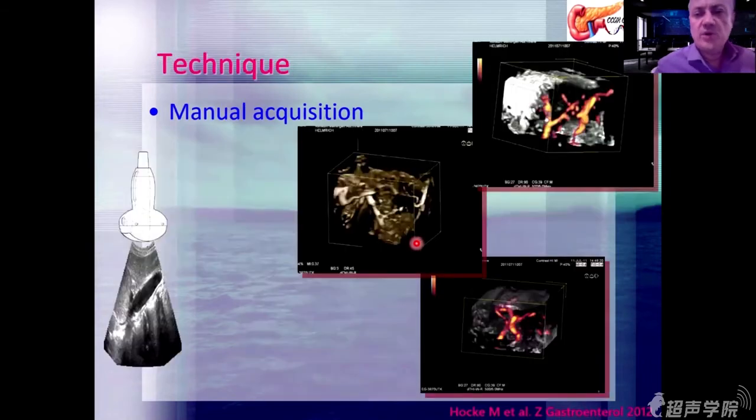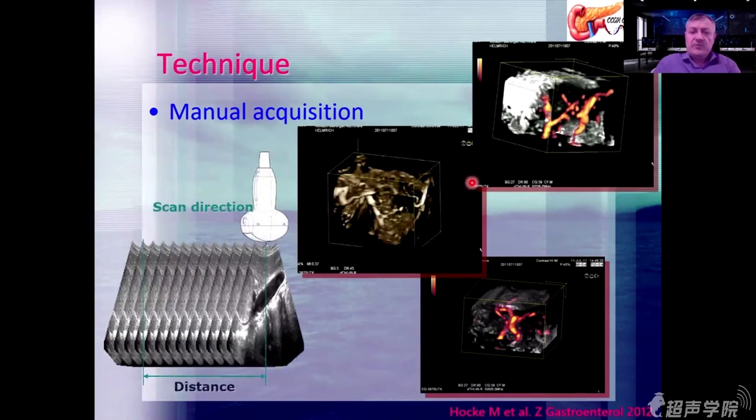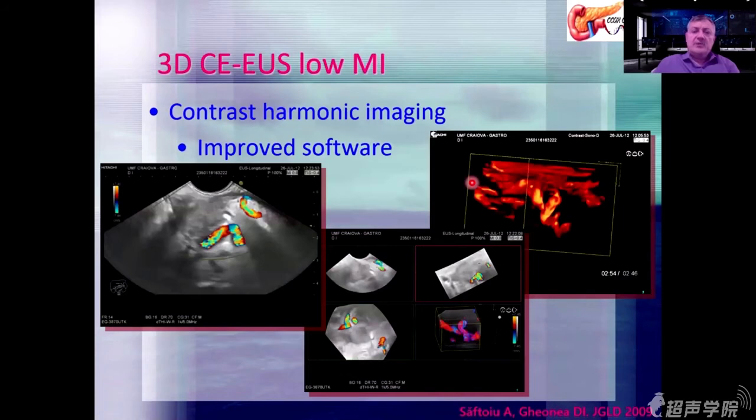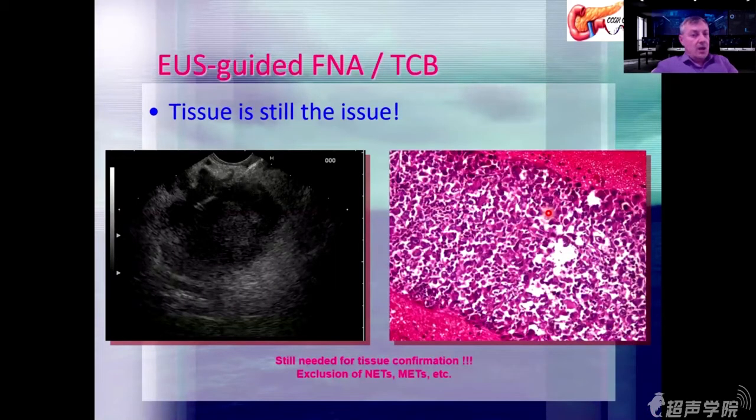So this is how it works. It works with manual acquisition. These are some examples from the literature. But basically with the endoscope, we just turn the endoscope 180 degrees. And this is an example of a tumor encasing completely the celiac trunk. And you see how the 3D reconstruction worked.